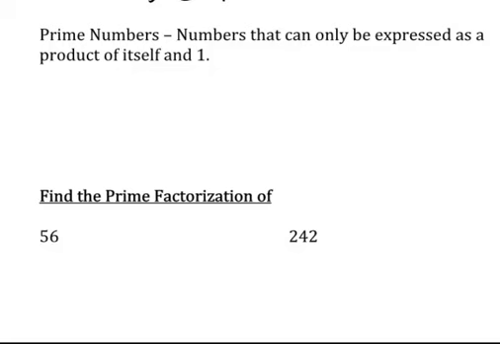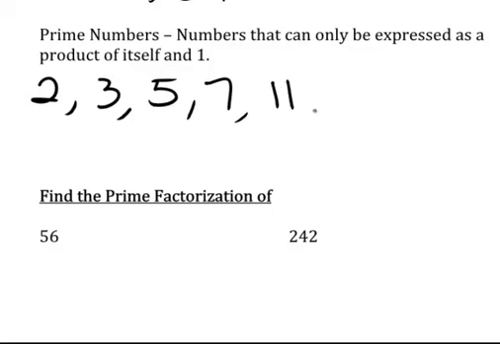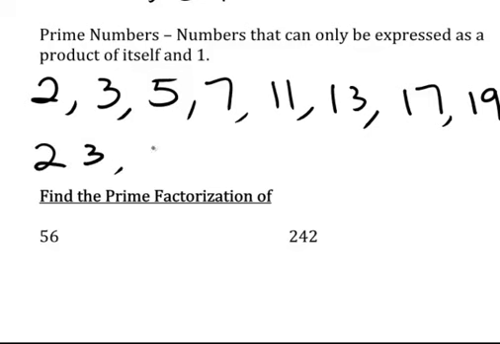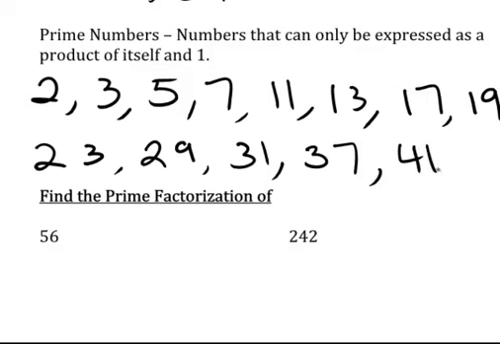This leads us to the next part, prime numbers. Prime numbers are numbers that can only be expressed as a product of itself and 1. So I'm going to give you a list of prime numbers. Numbers that are prime are 2, 3, 5, 7, 11, 13, 17, 19, 23, 29, 31, 37, 41, and 43. Now that's a list of prime numbers.